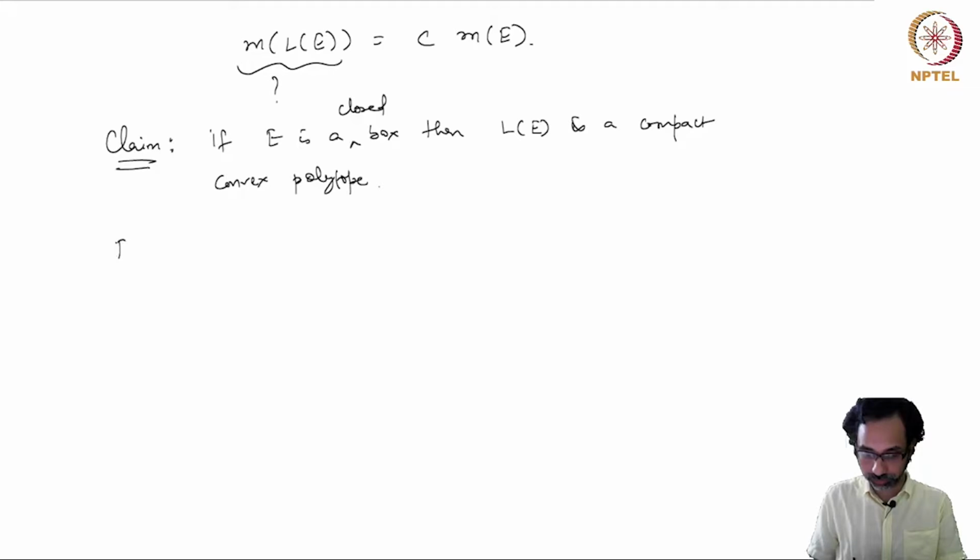To show this, of course we know that a compact convex polytope is Jordan measurable. So we will finish our proof if we prove this claim for this case.